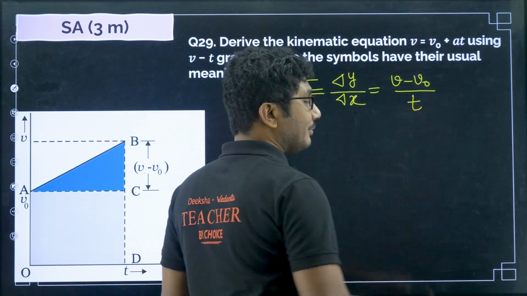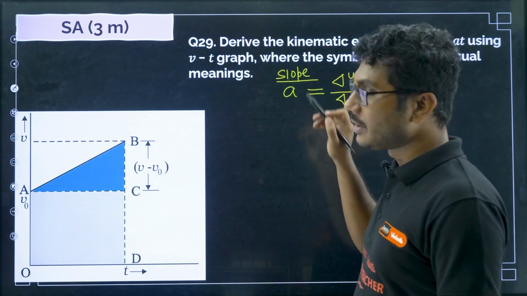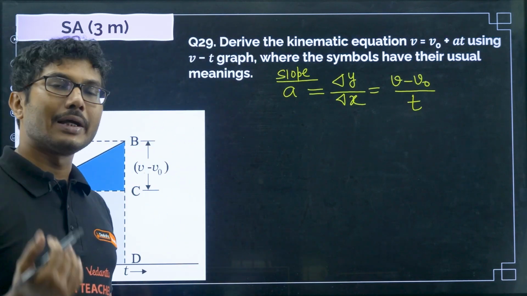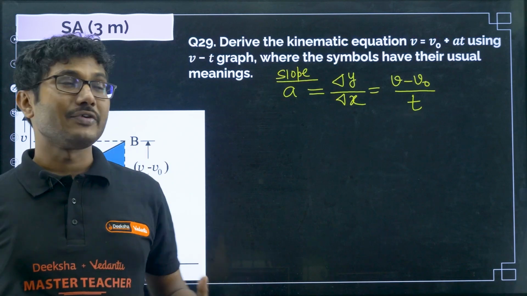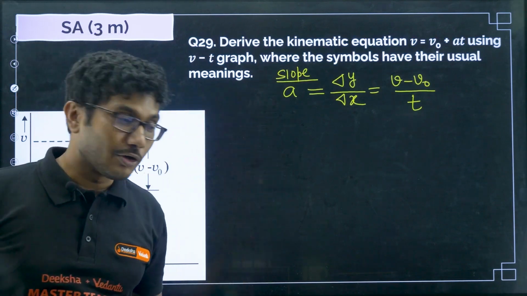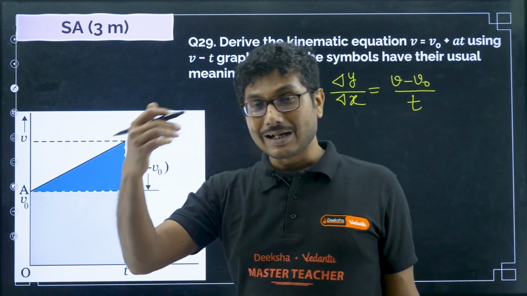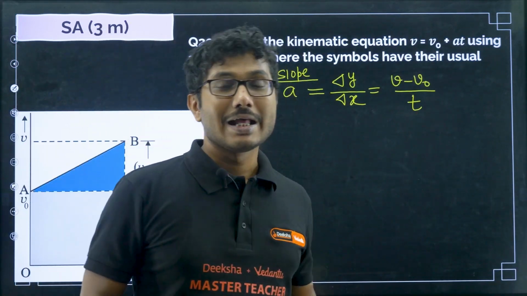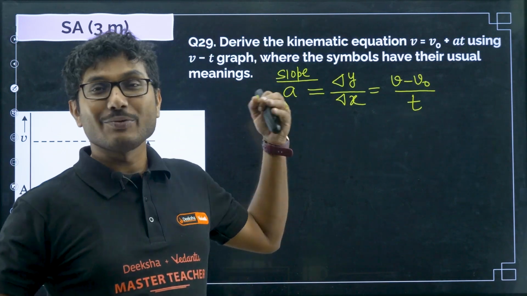Because they have mentioned to use the graph, you have to mention the term slope here. If you do not mention the term slope, the teacher might deduct marks. Only because they have mentioned using it graphically. If you see in your textbook, they have not used any graphical method for this derivation. There are other derivations, s is equal to ut plus half at square, v square is equal to u square plus 2as. They are done in a graphical manner, but here this is the easiest. What you can do?